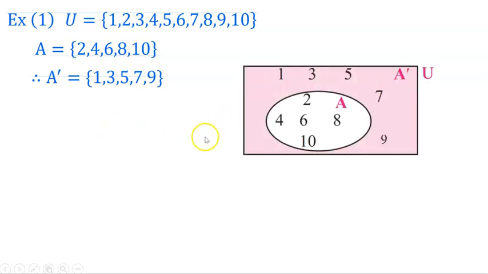Next, it is represented by the Venn diagram. U is equal to 1 2 3 4 5 6 7 8 9 10, like this. A complement म्हणजे काय? तर 1 3 5 7 9, other than A. A मध्ये काय आहे तर 2 4 6 8 10 आणि उरलेले U मधले सगळे ते A complement मध्ये असणार आहे. Okay, 1, 3, 5, 7, 9 this way.